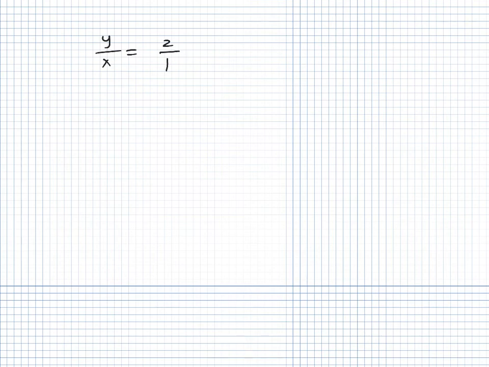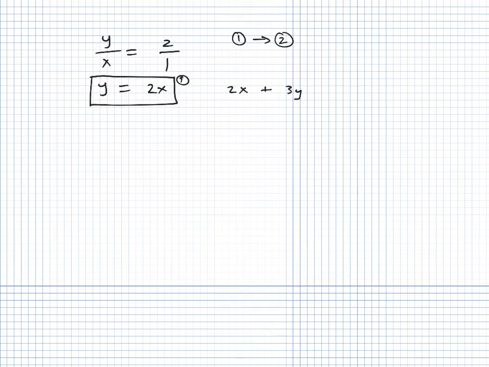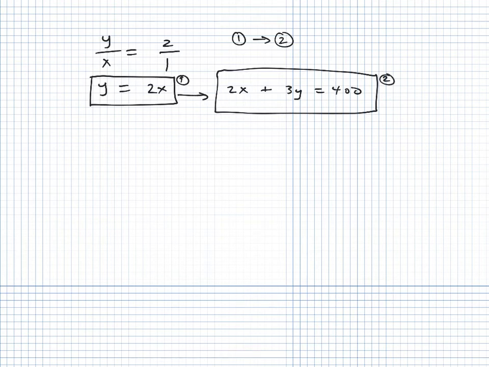So rewriting that on a new slide, we have y over x equal to 2 over 1, or y is equal to 2x. I'm going to label that equation 1, and for my next and final step, I'm simply going to plug equation 1 into equation 2. Now recall equation 2, that was just my budget constraint. 2x plus 3y equal to 400. So that's equation 2. I'm going to plug equation 1 into equation 2. That's going to give me 2x plus 3 times 2x equal to 400.